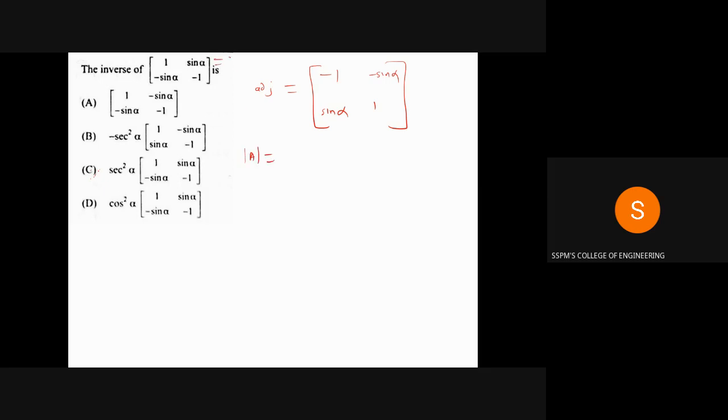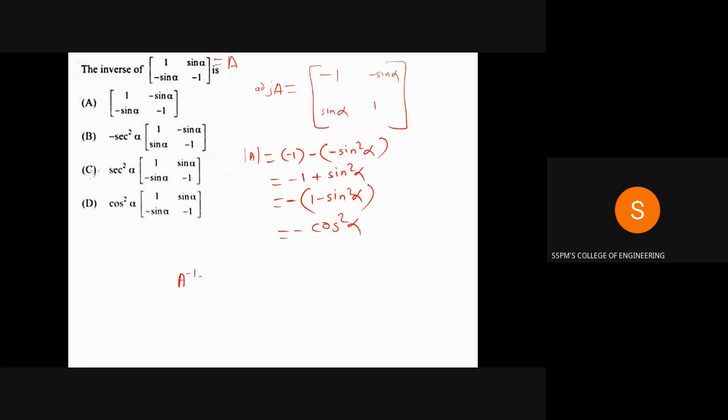What is determinant of this matrix? Suppose this matrix is A, then determinant of this matrix is 1 into minus 1, it is minus 1, minus sine alpha into minus sine alpha, that is minus sine square alpha, that is minus 1 plus sine square alpha. If you take minus sign common, you will get minus into 1 minus sine square alpha, which is equal to minus cos square alpha.